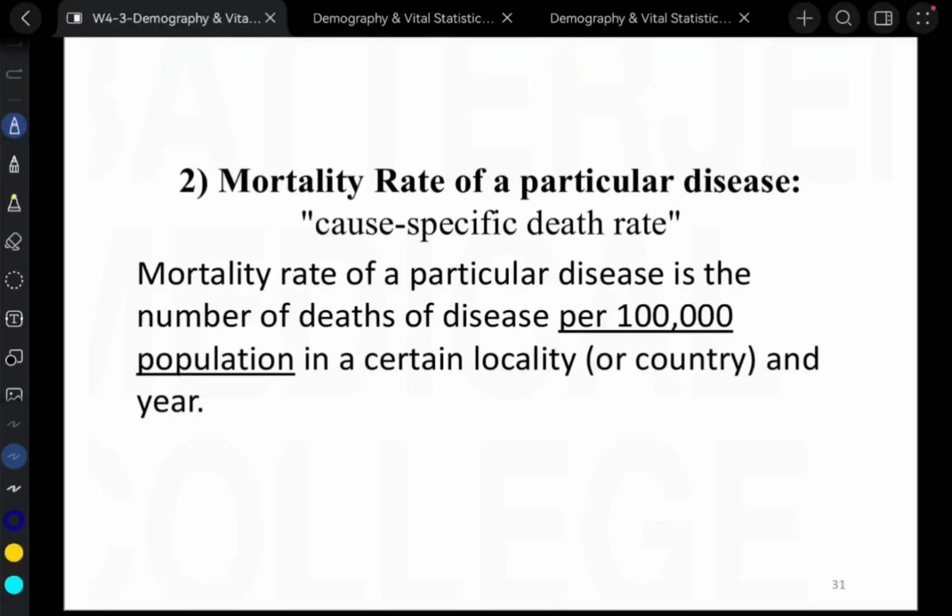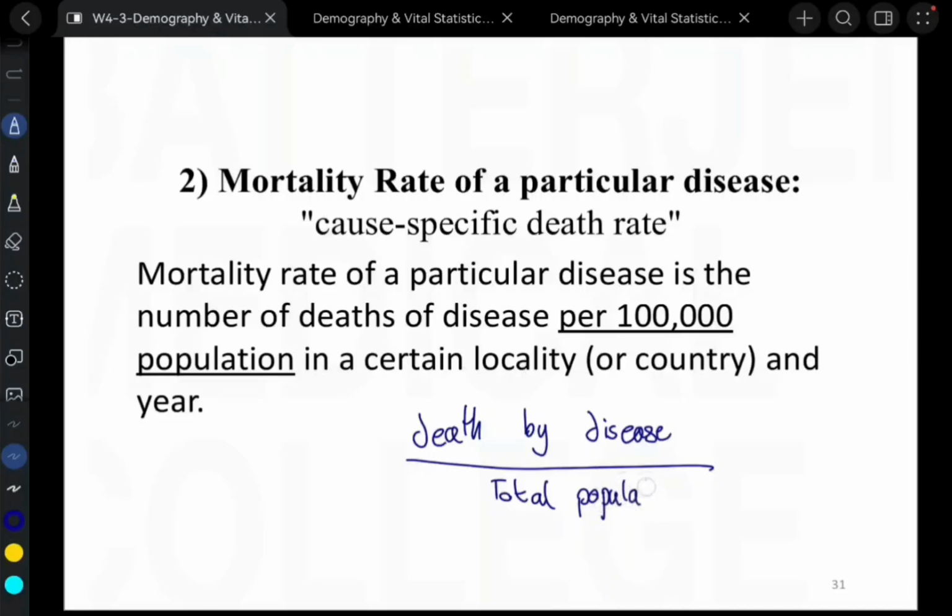So the equation here, the cause-specific mortality rate, I would say could be death due to disease, or by disease, let's say, over mid-year population or total population, times 100,000. Let's say like that, you know?